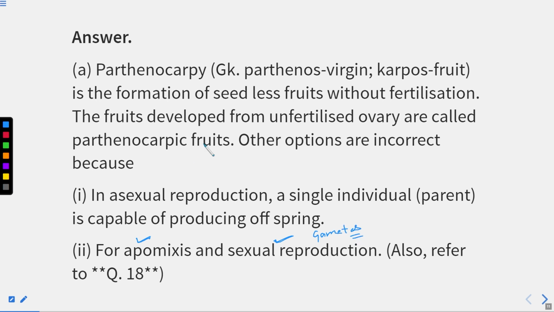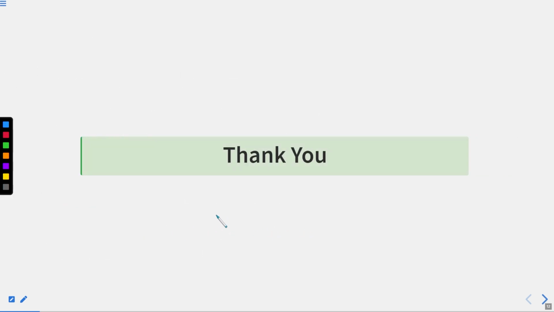So fruits are developed which are seedless through the process known as parthenocarpy, and there is no fertilization. These fruits are formed without fertilization, and this process is known as parthenocarpy. Okay, and the other options are incorrect. Why? You have already seen what asexual reproduction is, what apomixis is, and what sexual reproduction is. So this was the end of this lecture. We will start with the rest of the questions in the next lecture. Thank you very much.